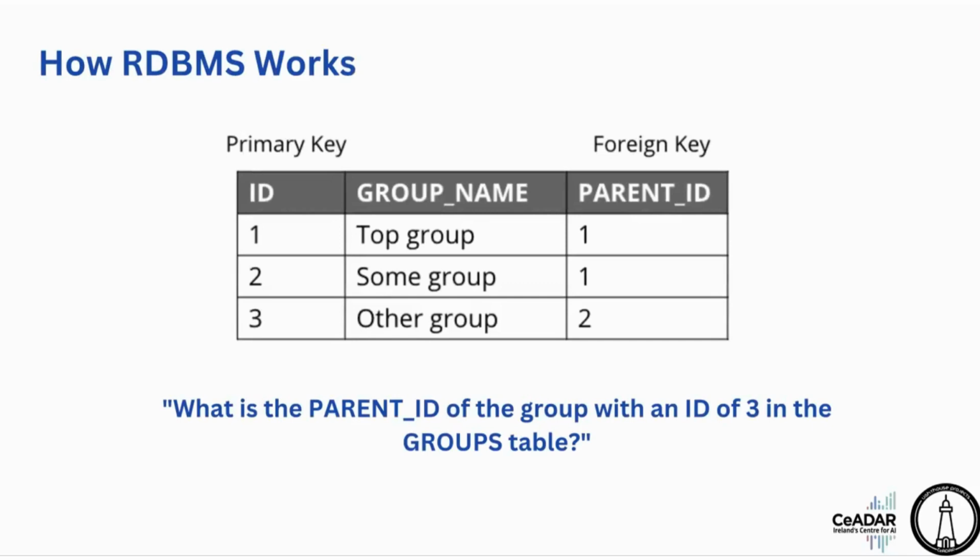So the task here is: what is the parent ID of the group with ID 3 in the group table? We need to find the parent ID of the group whose primary key is 3. Now let's see how SQL can be used for this.